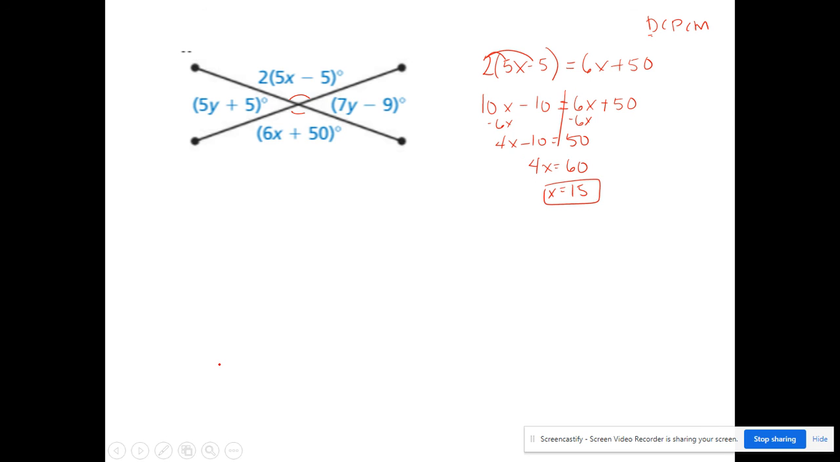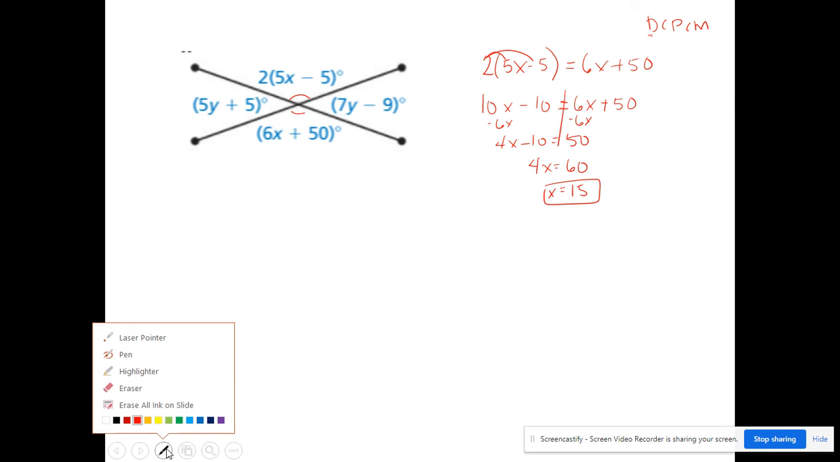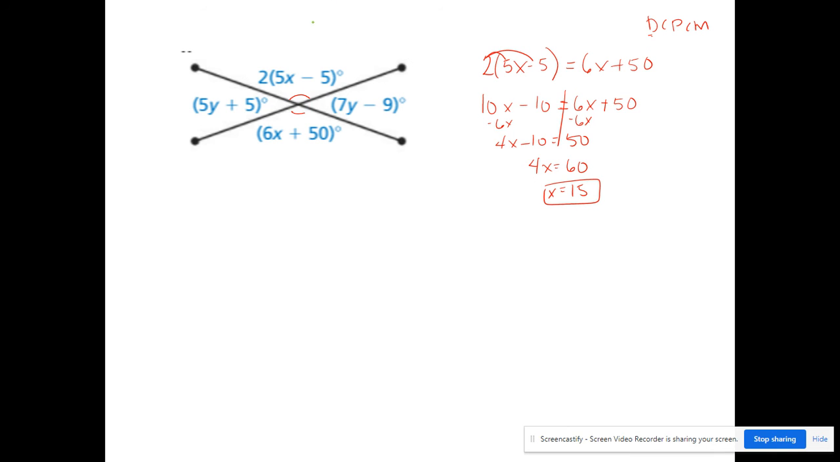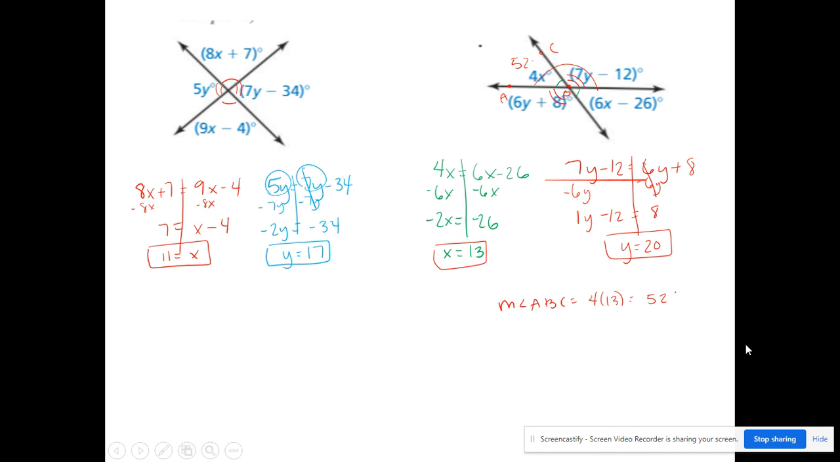Okay. I'm going to go back here and do this one right here. So I've got 5y plus 5 equals 7y minus 9. Pick on the little guy. So 5 equals 2y minus 9. Add 9 to both sides. So 2y is equal to 14. y is equal to 7. And those are my two values. And that is vertical angles.